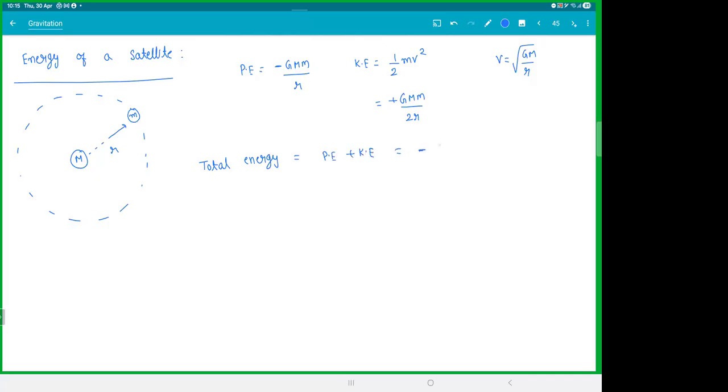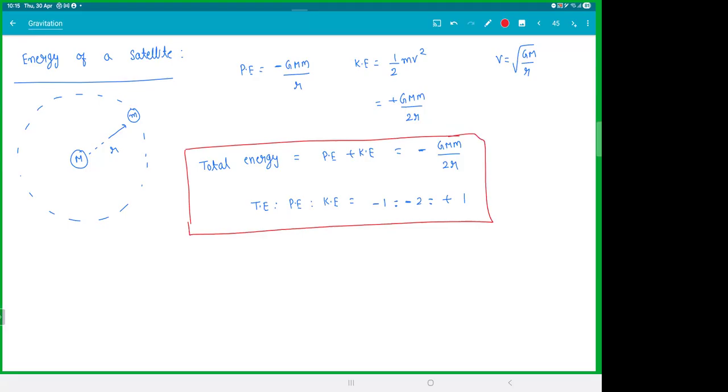So if you add them, you end up with minus GMm by 2r. And if you take the ratio, the total energy to potential energy to kinetic energy is in the ratio of total energy minus 1, potential energy minus 2, kinetic energy is plus 1. Quite an important result, right? This is a very standard question. It will pop up in some exam, JEE, CET, somewhere. That's the ratio of the energies.